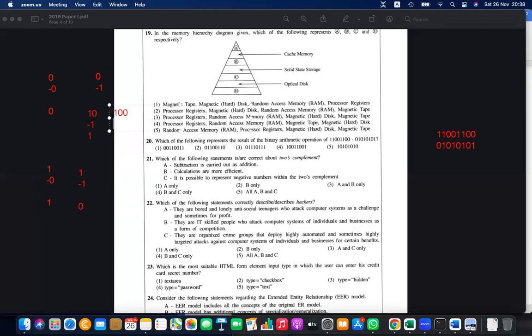1 0 0 is 4. 4 minus 1 is what? 4 minus 1 is 3. 3 is 1 1. Either way, you have to think. Either it can be 1 0 0 0 minus 1, that is 8 minus 1, which is 7. 1 1 1. Likewise, you have to face. Anyway, here you can see 0 minus 1 cannot be done. Then 1 0 minus 1 cannot be done. 1 0 0 minus 1 can be done. So that is 1 0 0 is 4. 4 minus 1 is 3. Here you will get 1 1.